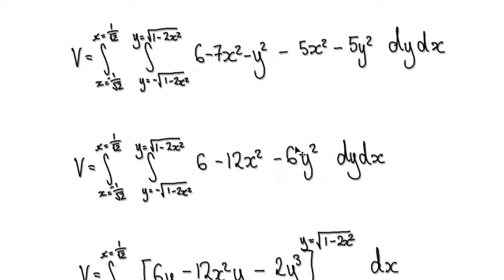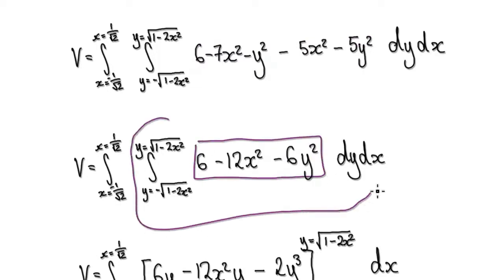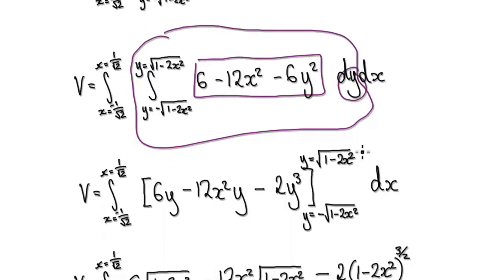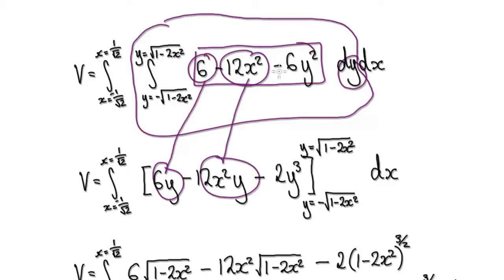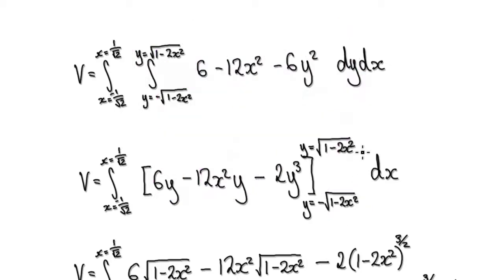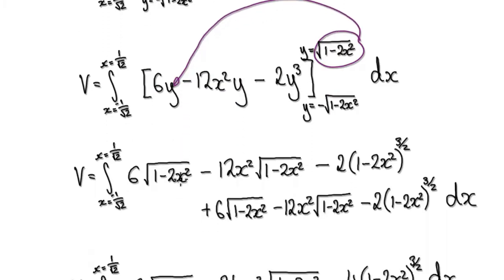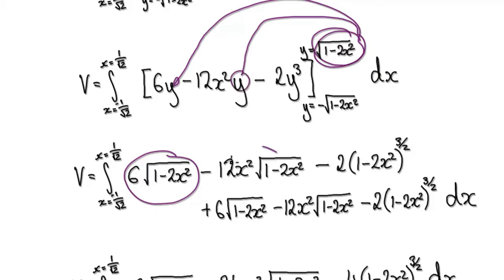So now looking at this, integrate it with respect to y. So when you integrate it with respect to y, that will give you 6y, integrated with respect to y from here to here, from here to here. So now we can just put this into here. That will then give us this thing here, and then put this into here. That will then give us this.